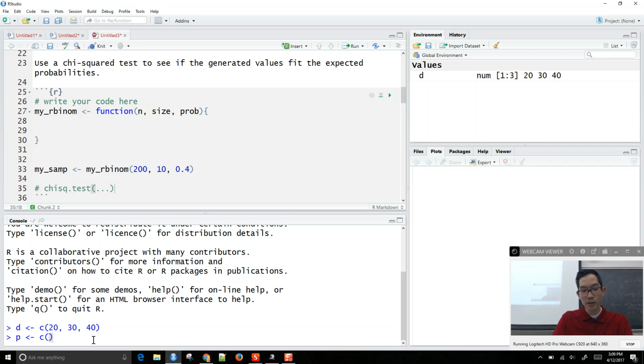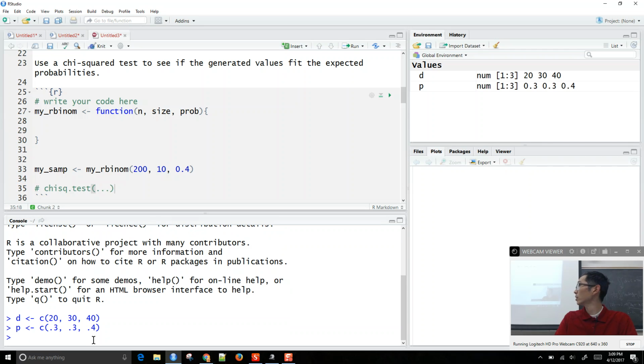So, let's say you hypothesize that the proportions should be 30%, 30%, 40%. They need to add up to 1. You've got 3 different categories: category 1 shows up 30%, category 2 shows up 30%, category 3 shows up 40%. When you gathered your data, you got 20 of category 1, 30 of category 2, and 40 of category 3.